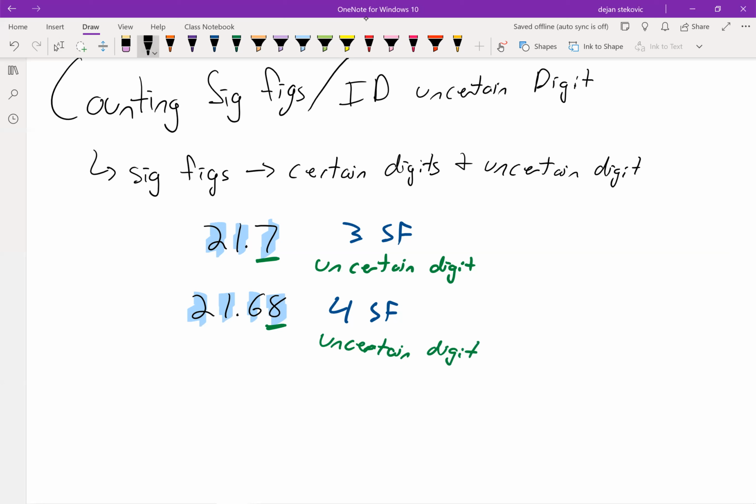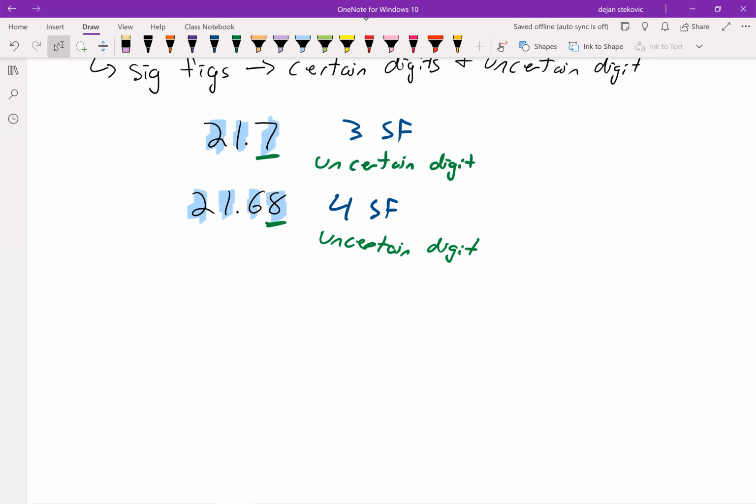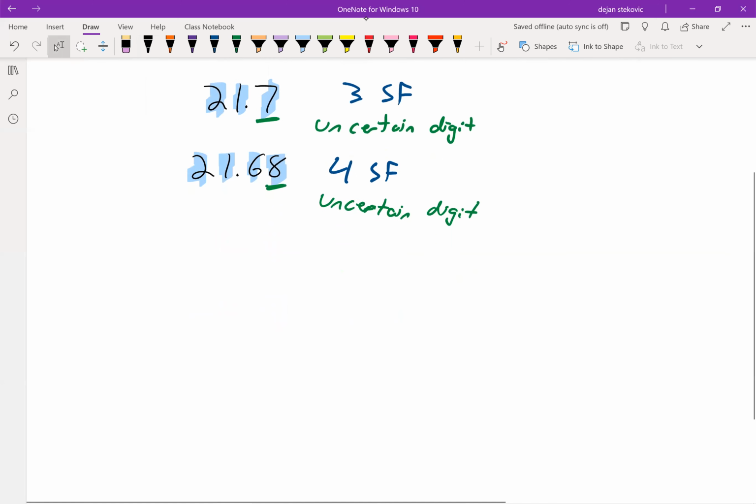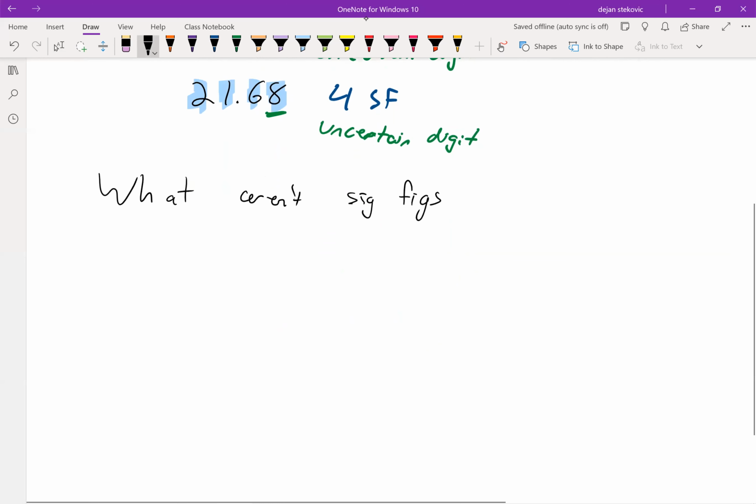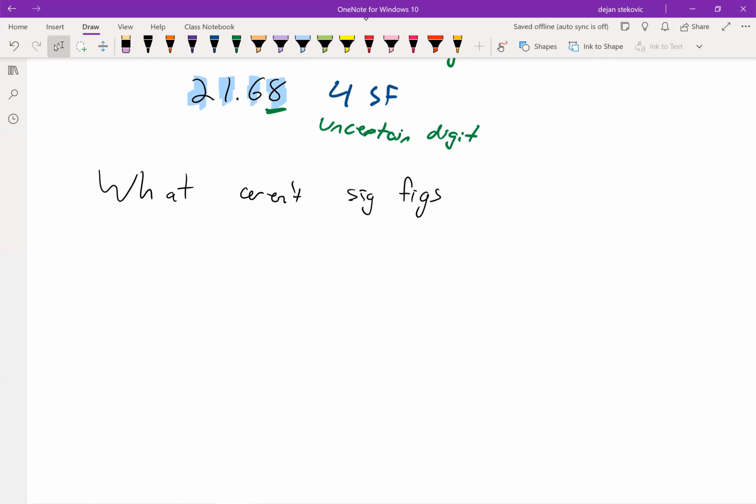And so you can look online of how to identify what are sig figs. I think it's easier to think about what isn't a sig fig. So we're going to do what aren't sig figs. And basically any non-zero number is a sig fig. So only zeros can be not sig figs. So let's take a look at which zeros are not sig figs.